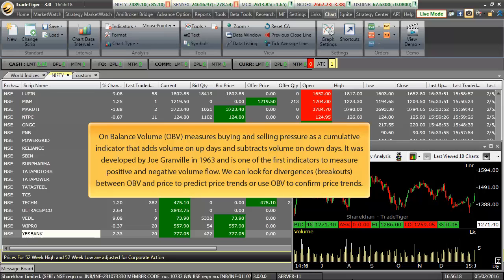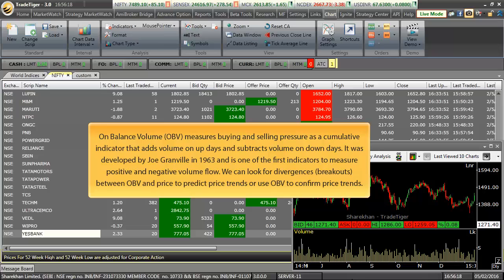On Balance Volume measures buying and selling pressure as a cumulative indicator that adds volume on all the up days and subtracts volume on all the down days. It was developed by John Granville in 1963 and it is one of the first indicators to measure positive and negative volume flow.